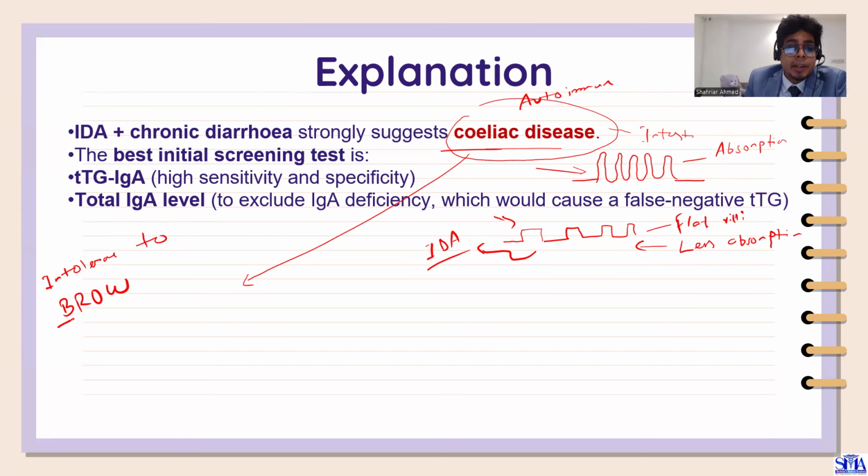Now what are those foods? Barley, rye, oat, wheat. I repeat, barley, rye, oat, and wheat. Okay, so even these ingredients can be present in many other foods, so you have to be very careful.